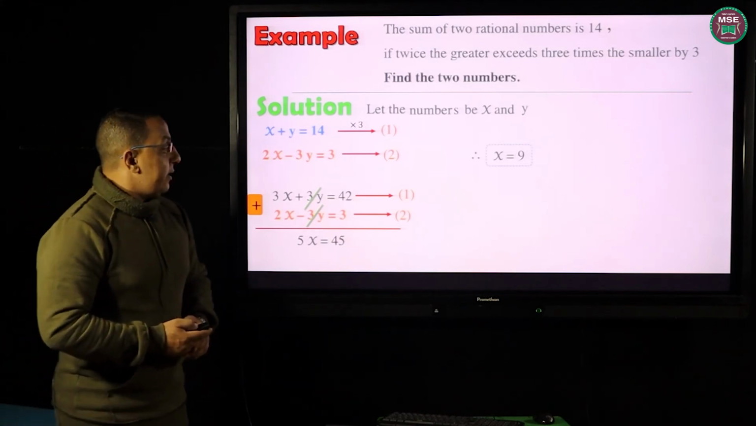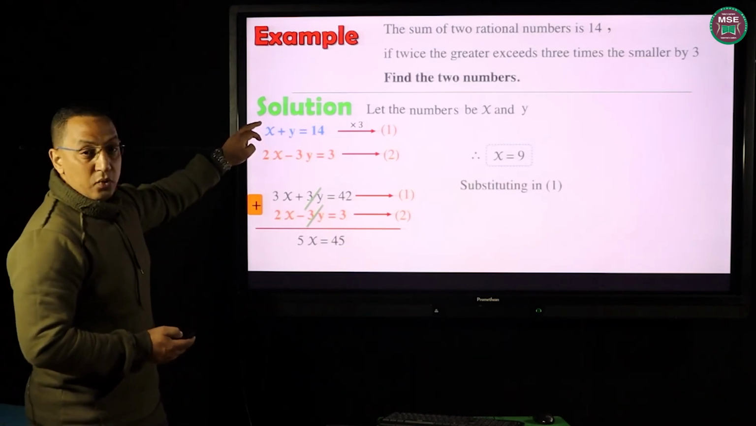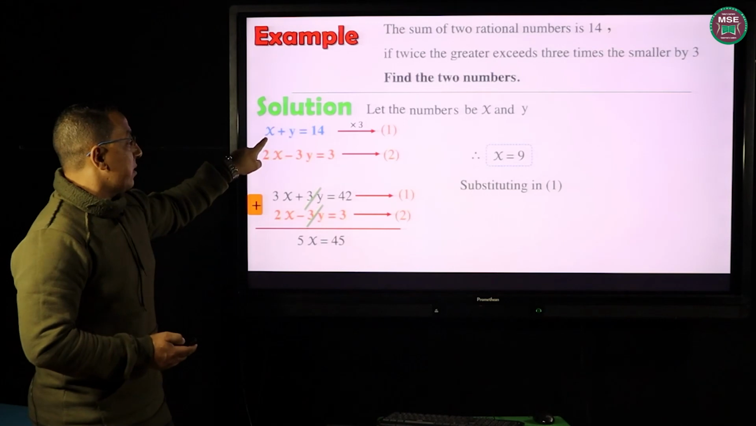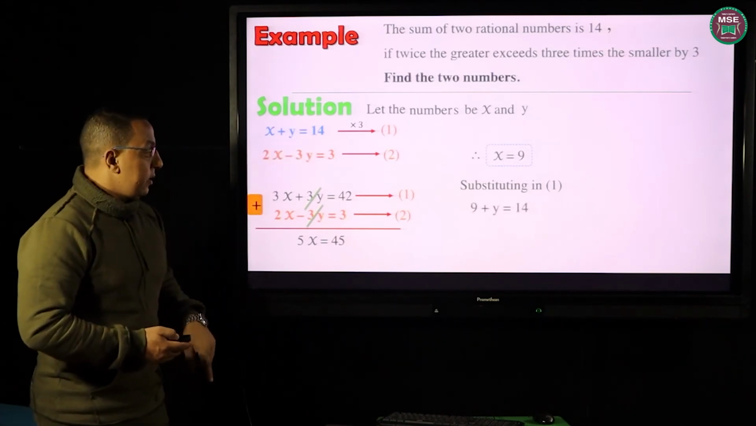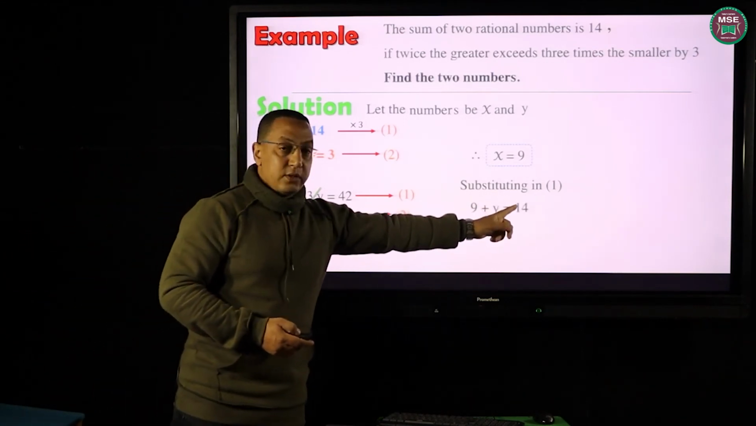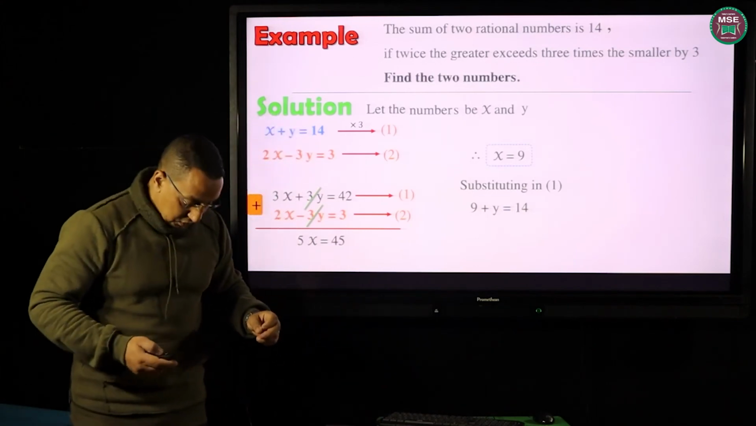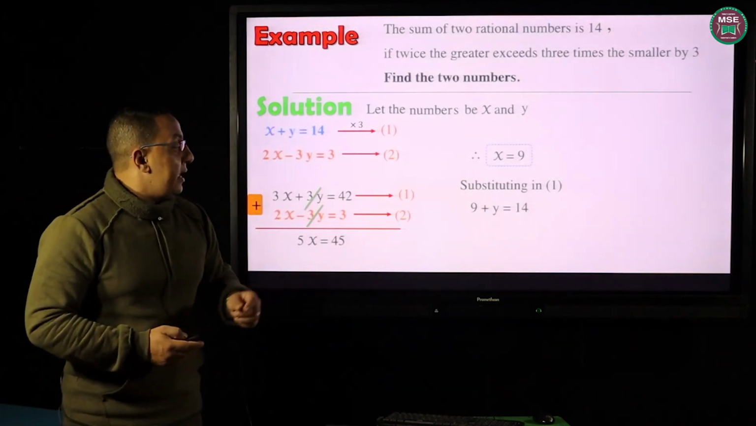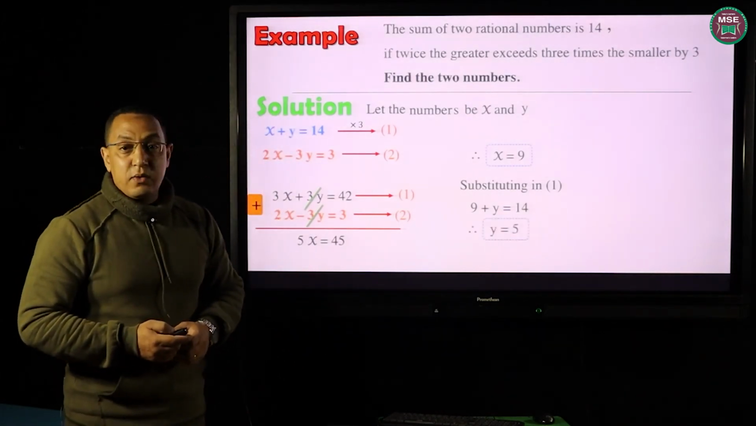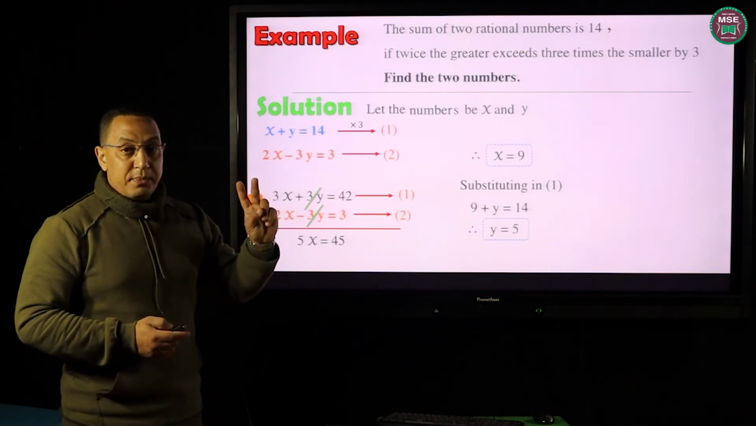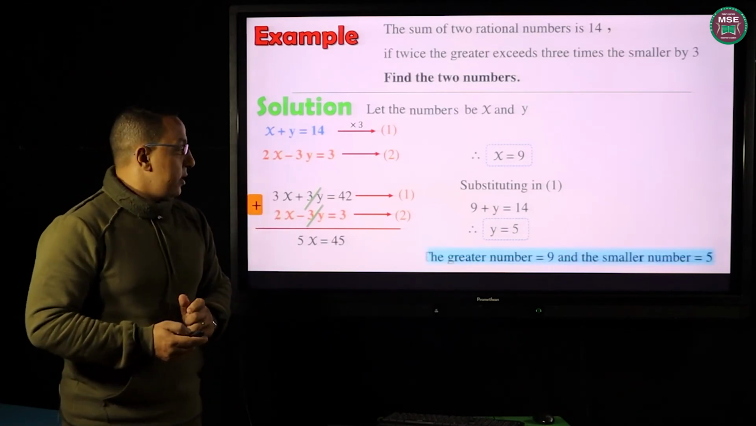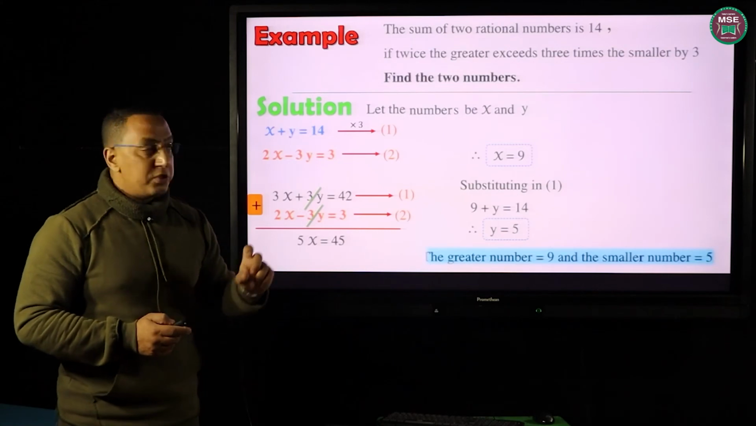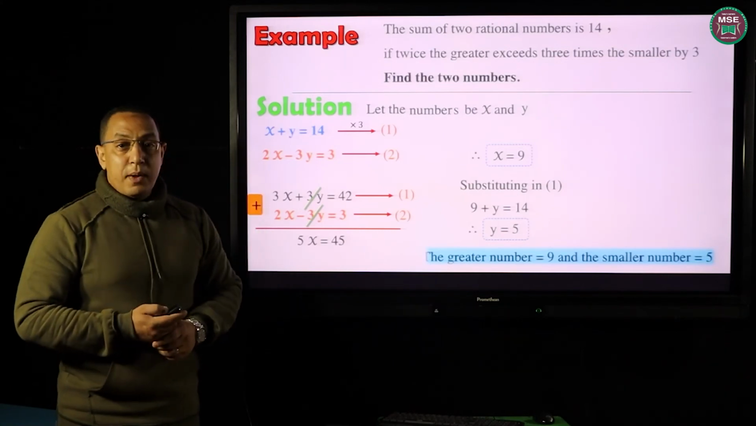And by substituting in equation 1, I'm going to write here 9 plus y equals 14. So I'm going to send 9 to the right side with minus. So it will be 14 minus 9 equals 5. Finally, the two numbers are 9 and 5. And this is the solution of this word problem.